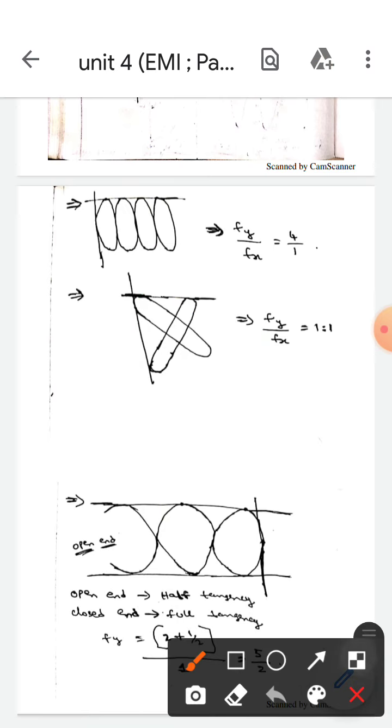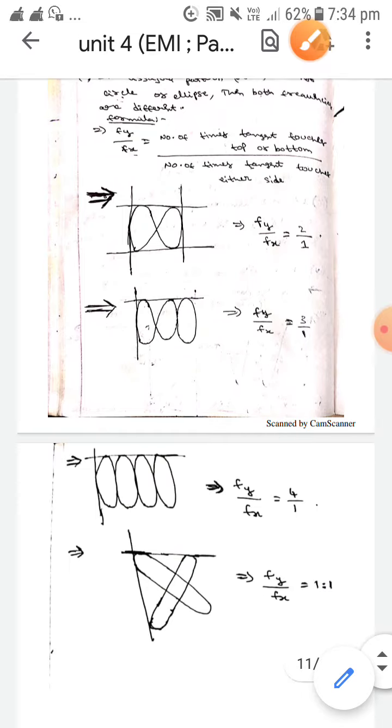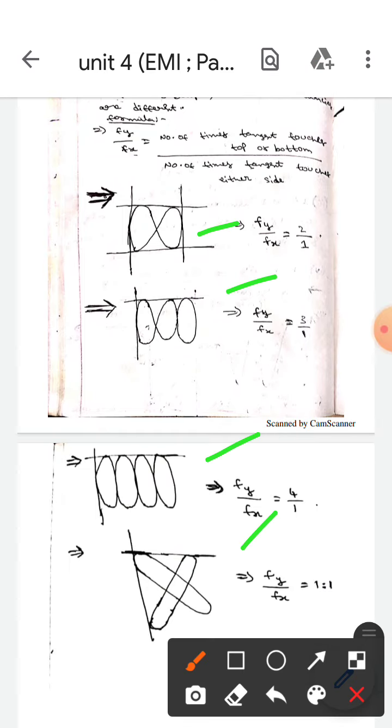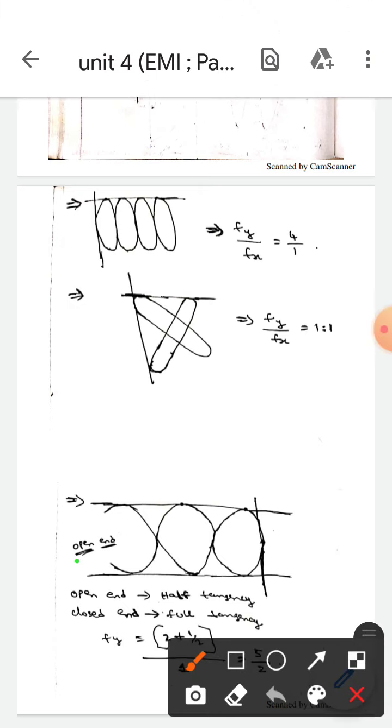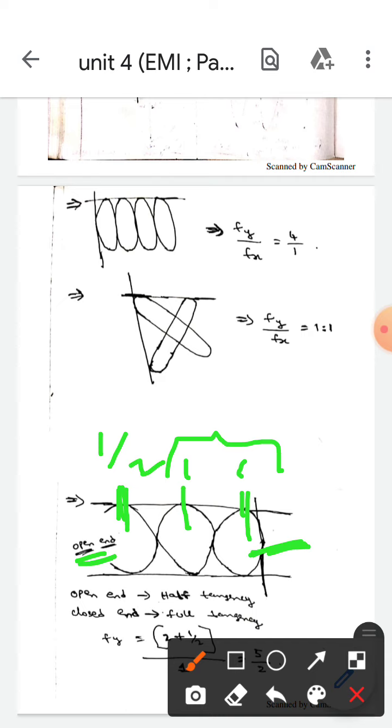And here, this is a special case guys. If you observe here, there is an open end. These 4 diagrams are all closed end, whereas here it has an open end. In that case, at the open end we should consider it as half tangency, and at the closed end we should consider it as full tangency, which means here the tangent touched 2 times at the closed ends, and 1 time at the open end, whereas on the other side the tangent touched 1 time.